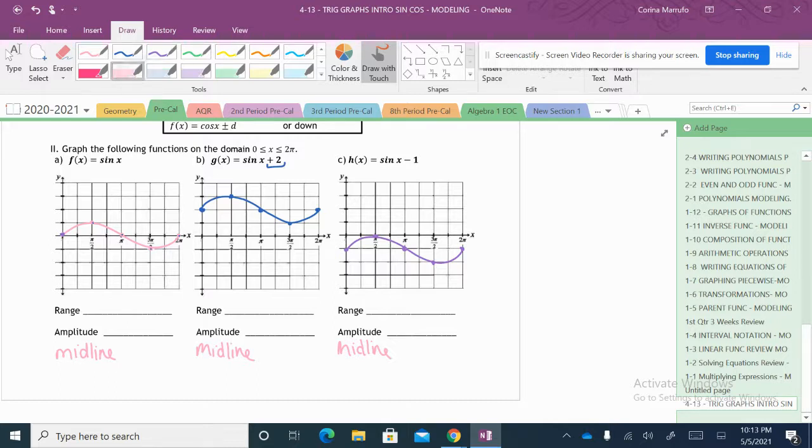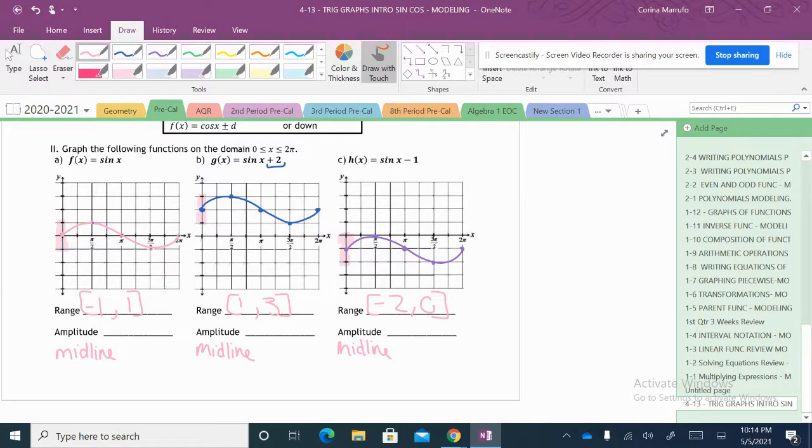All right, so let's go ahead and get the range. The lowest that this graph goes is -1 and the highest is +1. Here on this one, the lowest that my graph goes is 1 and the highest that it goes is 3. So my range is between 1 and 3. And then the last one, the lowest my graph goes is -2 and the highest that it goes is 0. Sorry, -2, 0.